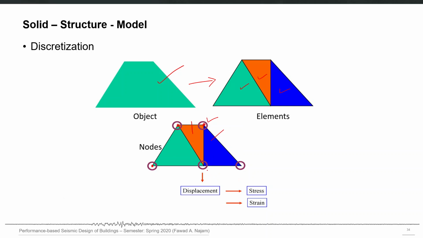The finite element solver will calculate the displacements only at these nodes, not between the elements here, not here, but only at nodes. So this displacement will be converted to stresses and strains, and those stresses and strains will basically be interpolated to the elements and will be used for the purpose of structural design.